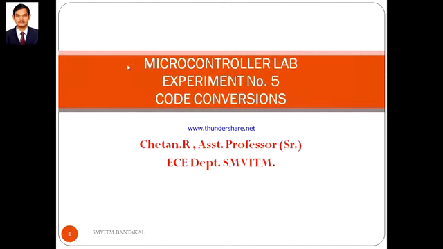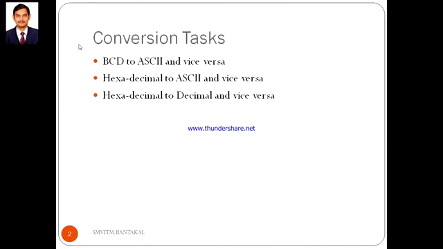Students, today's discussion is on microcontroller lab experiment number 5, code conversion. Today's discussion will be on these three programs: BCD to ASCII and vice versa, hexadecimal to ASCII and vice versa, hexadecimal to decimal and vice versa.